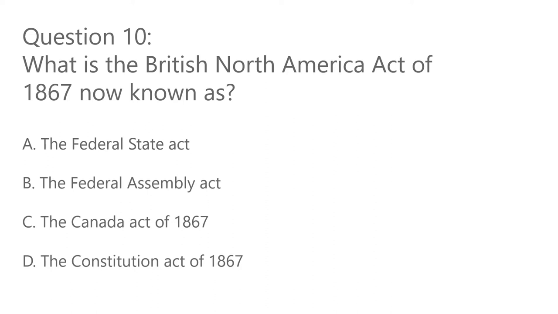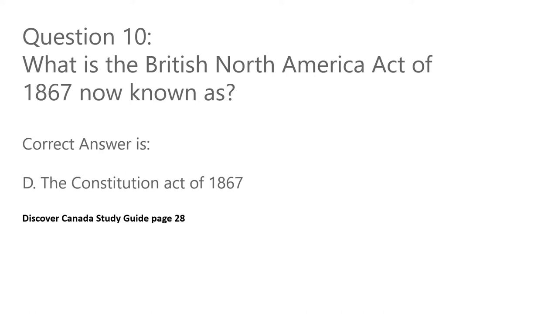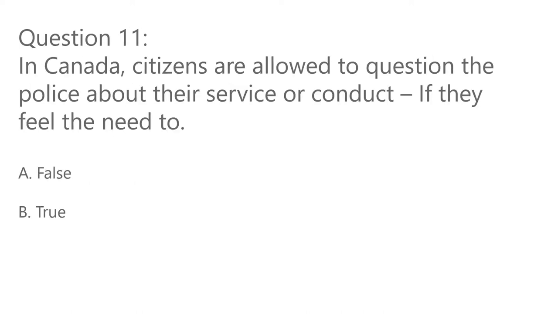Question 10. What is the British North America Act of 1867 now known as? A. The Federal State Act. B. The Federal Assembly Act. C. The Canada Act of 1867. D. The Constitution Act of 1867. Correct answer is D. The Constitution Act of 1867. Discover Canada Study Guide.